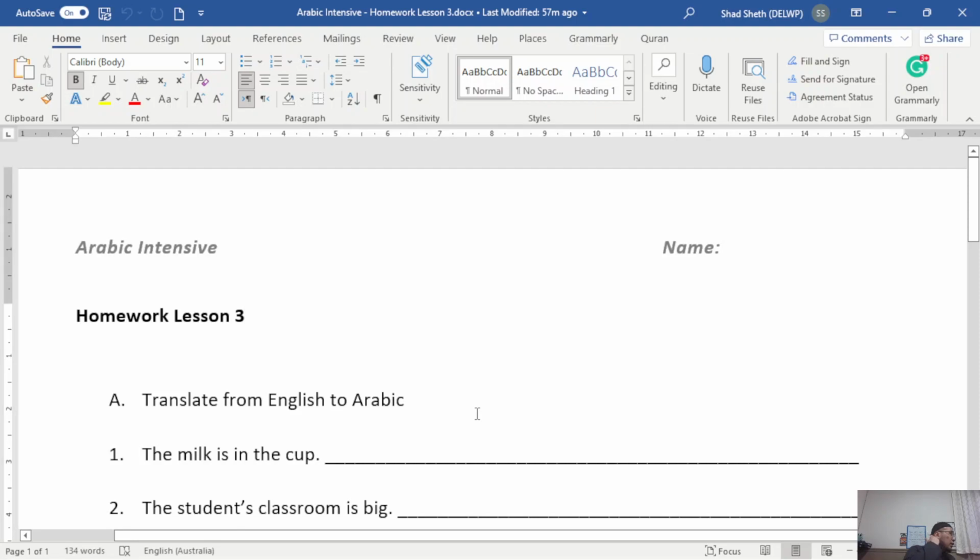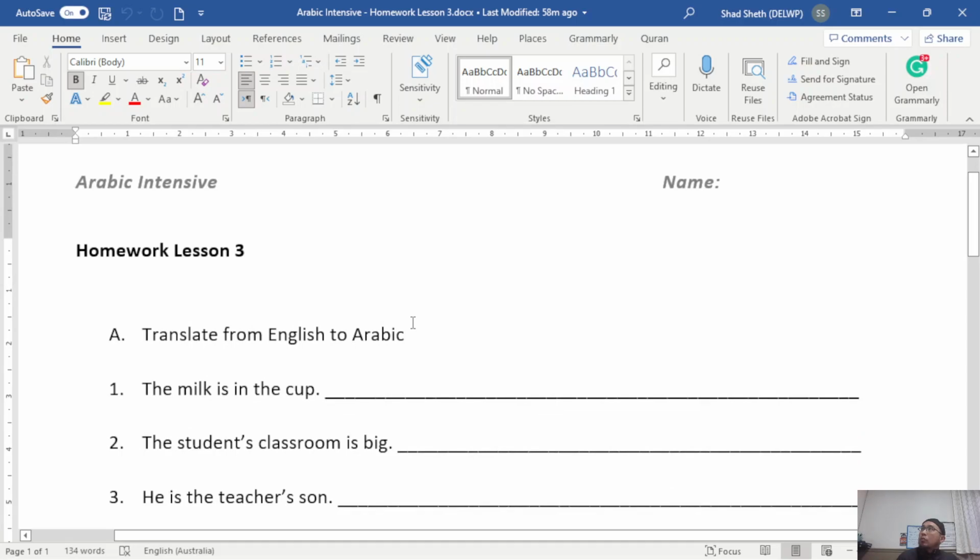Mudaf, mudaf ilayh. What's the rule of mudaf? No alif lam, no tanween. What's the rule of mudaf ilayh? Always majhul, right? That's pretty much it. And then they have to be beside each other. Mudaf and mudaf ilayh cannot be two separate words, right? So that's a quick review of the rule.